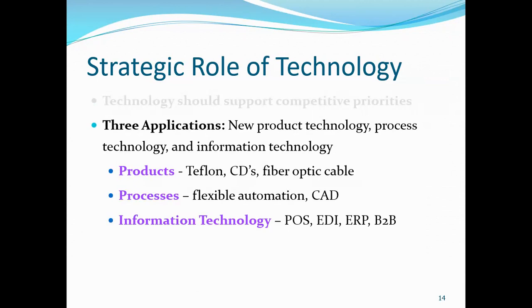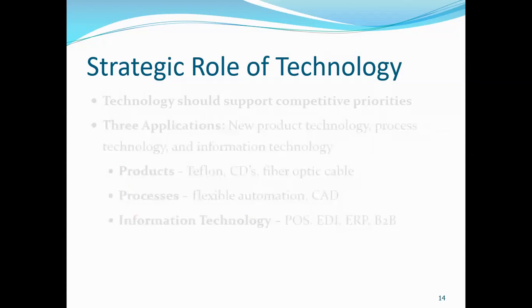Product technology is like using different materials, like Teflon, CDs, or fiber optic cable. Process technology is like installing flexible automation or a CAD system. And for information technology, you have POS, EDI, ERP, B2B. Those are the information technologies that help us connect with our suppliers and customers to get more information.